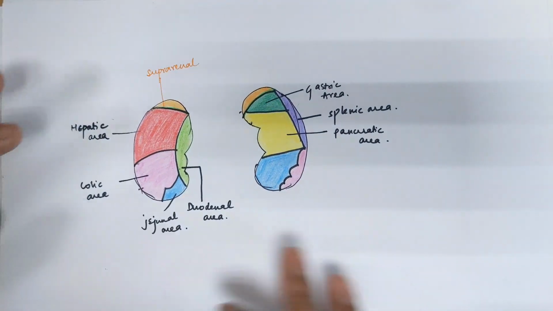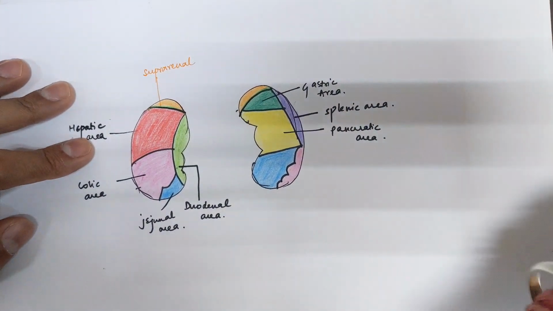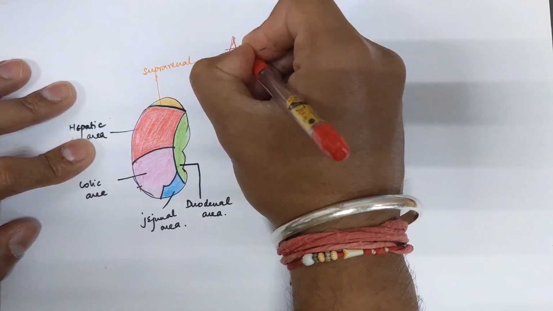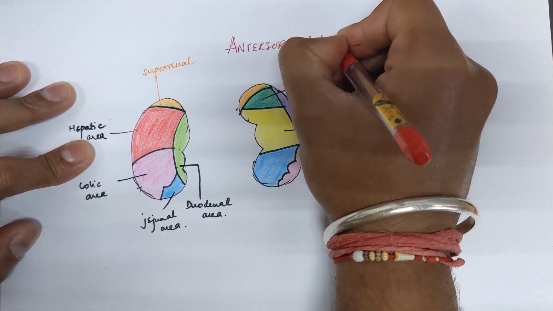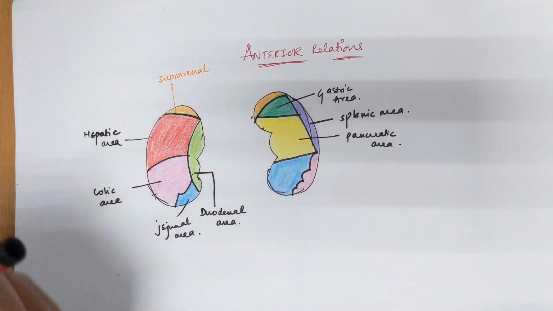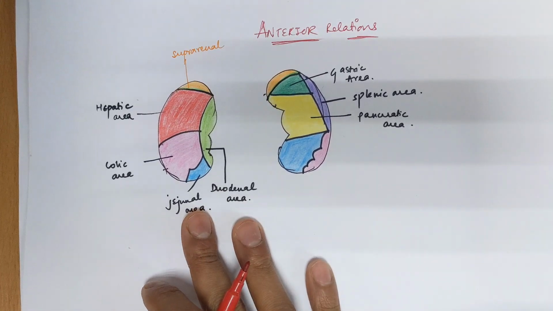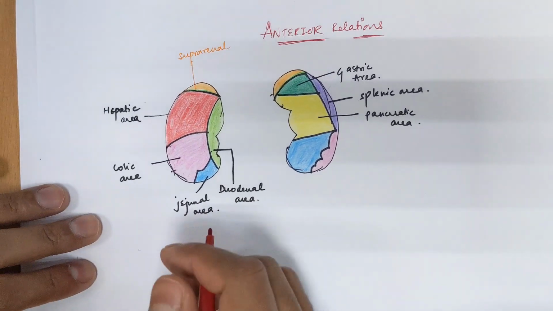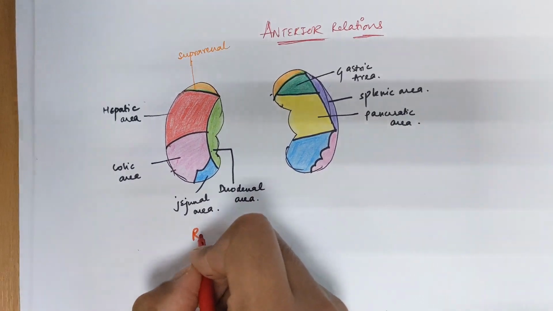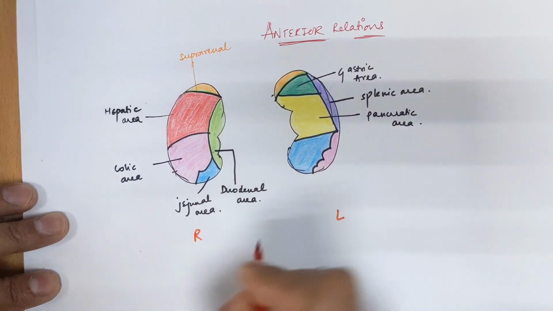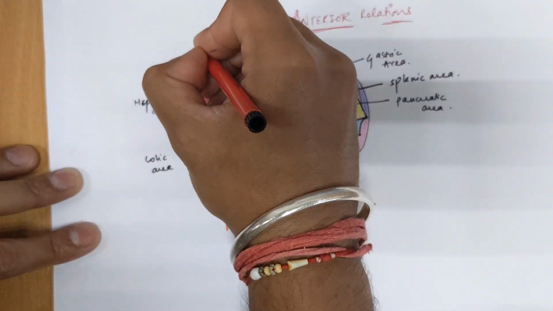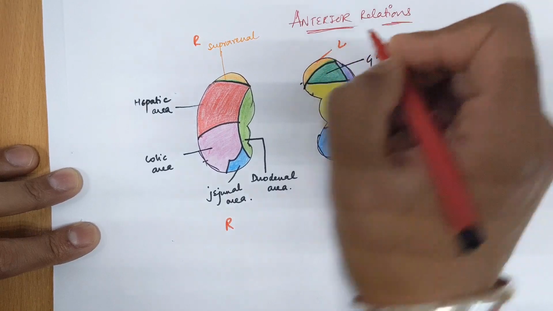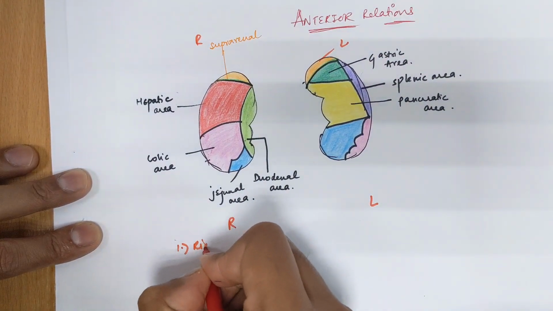For the anterior relations, we have a different diagram. So this is your anterior relation. It will be easy, I have written everything. On the anterior side, first of all, this is the right side and this is the left side, left kidney. For the right kidney, first of all, we will be having the right suprarenal gland.